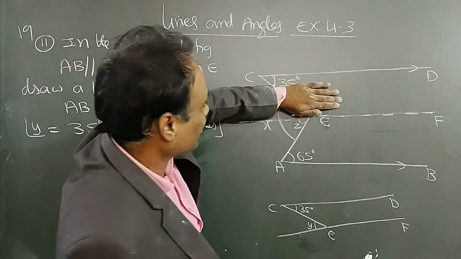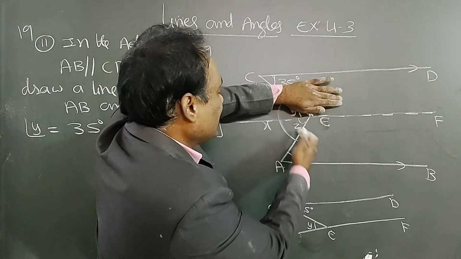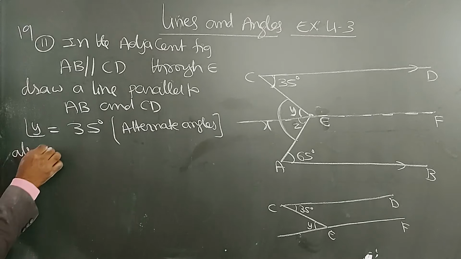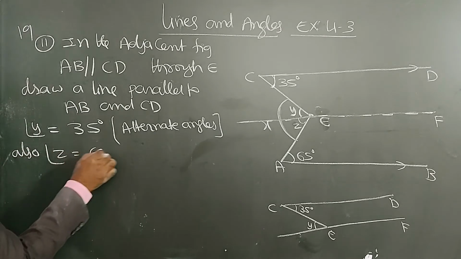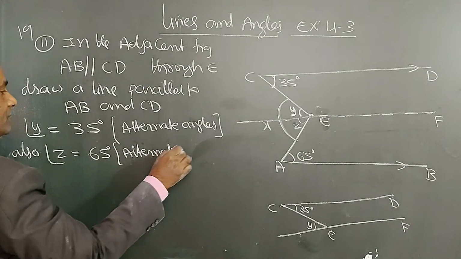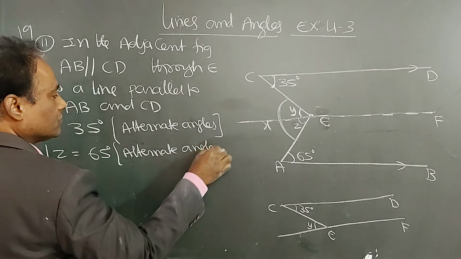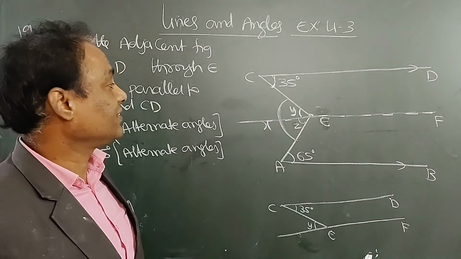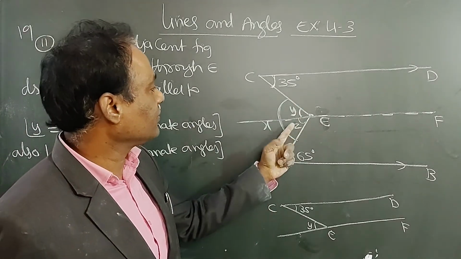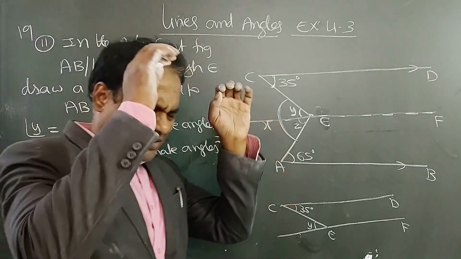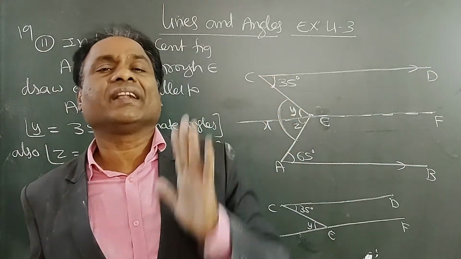In the same way, forget about this. So Z is equal to 65, alternate angles. Also, angle Z is equal to 65 degrees, alternate angles. Y is equal to 35 alternate, Z is equal to 65 alternate. Simple concept. In the majority of cases we are using the alternate angle concept.